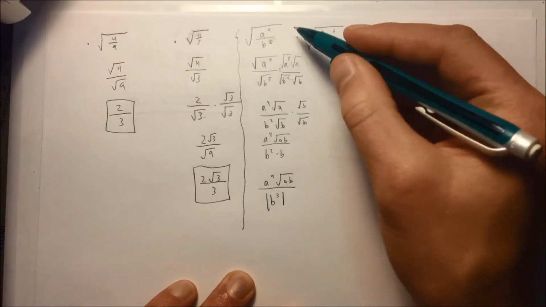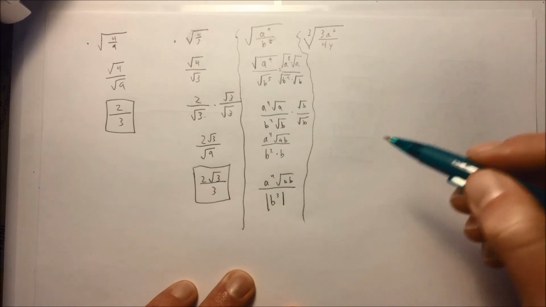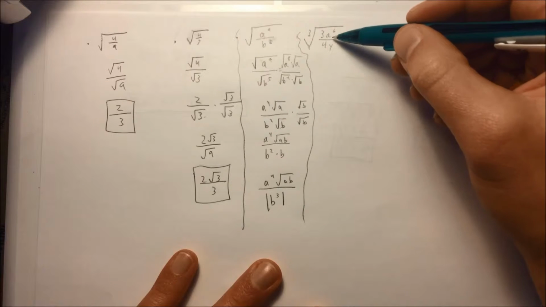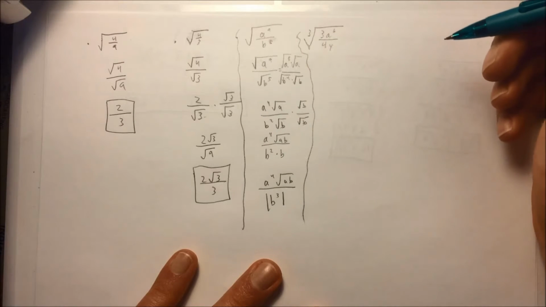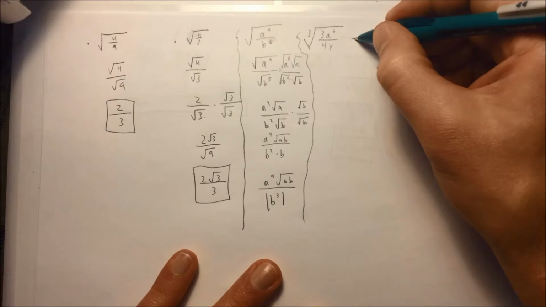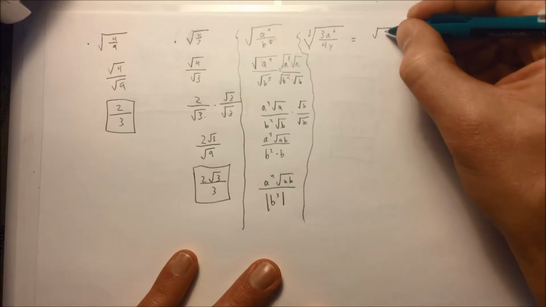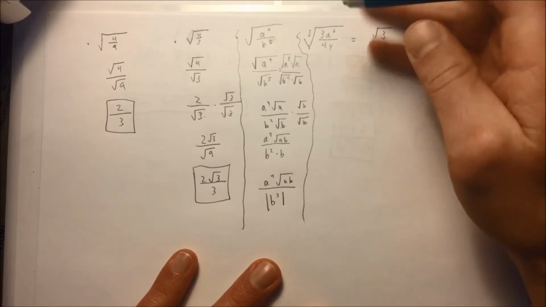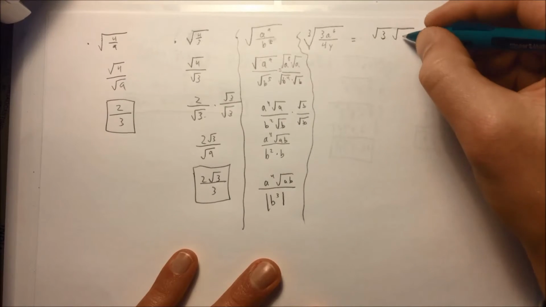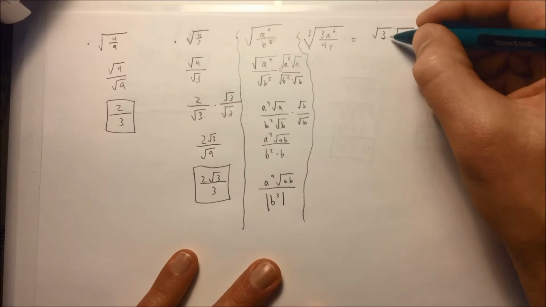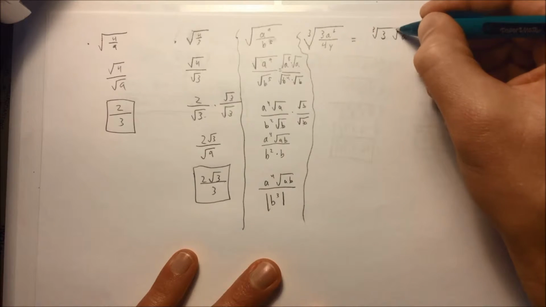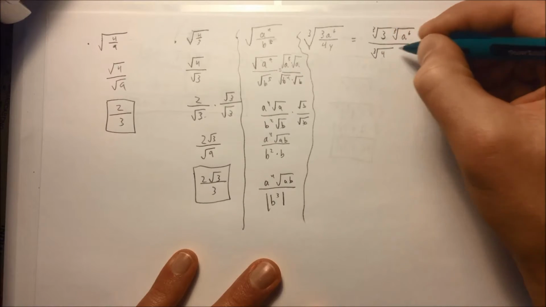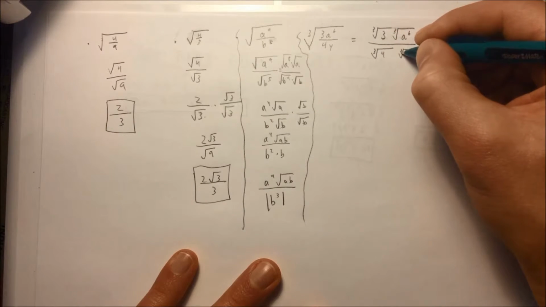The next one right here. Last problem. The cubic root of 3a to the 6th over 4y. Once again, going to split this up. Cubic root of 3 times the cubic root of a to the 6th. Then what's the cubic root of 4 and the cubic root of y?